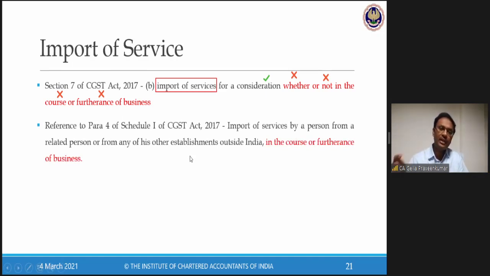Now, reference to para 4 of schedule 1. Import of services by a person from a related person or from any other of his establishment outside India in the course of furtherance of business. Bharat, your question is answered here. When I have a related party transaction, when there is a distinct person transaction, my import of service is happening by a person from a related person who is considered as another establishment who is there in India, outside India.